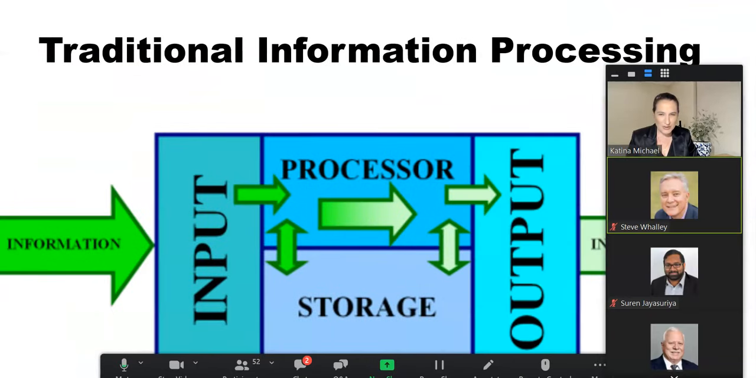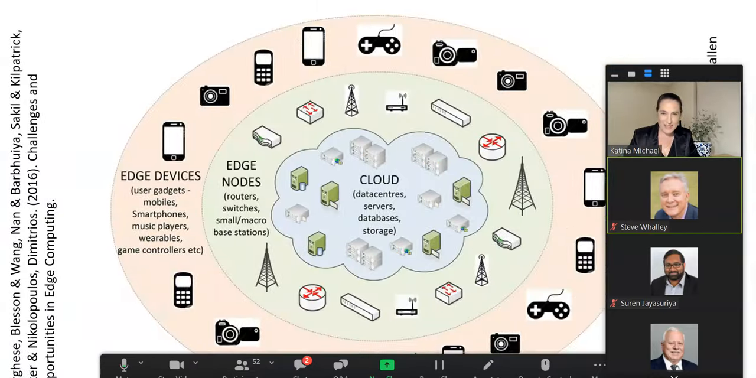So let's begin with traditional information processing. You've got an input, you manipulate the information, and then you get an output. But in the meantime, you try to store that data somehow as it's being processed. Information in, information out, and hopefully it's not garbage in and garbage out.